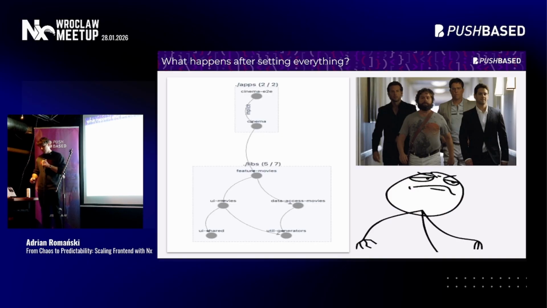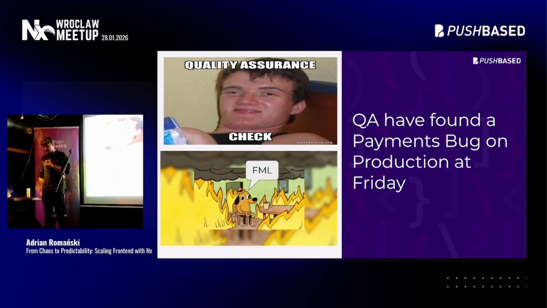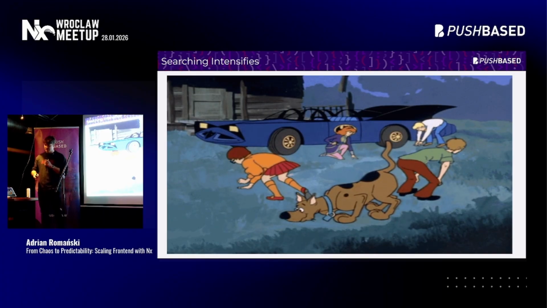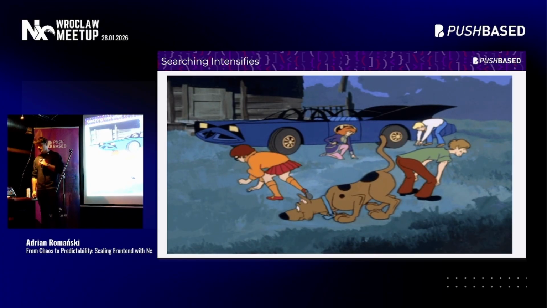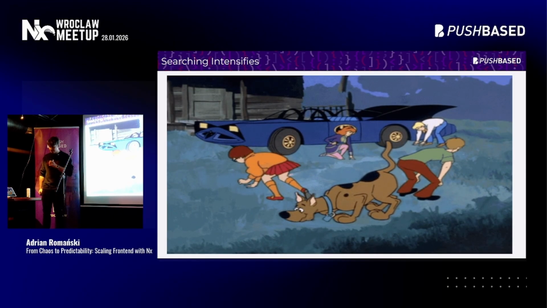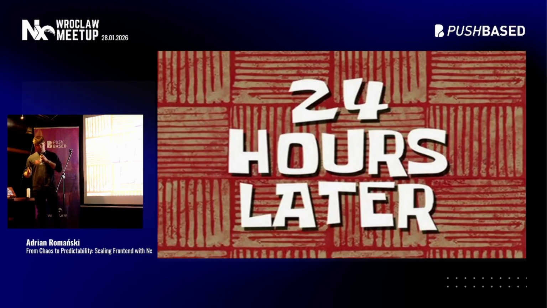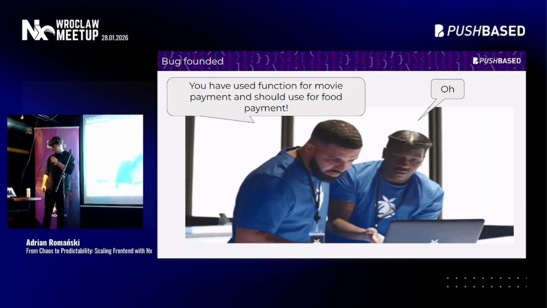Cool. But then some worse error can come. We are at Friday, and QA have found a bug in payments. The people are paying 4 euros instead of 20, so we have to fix the bug. We are gathering developers, QAs, UI UX, even the manager is helping us to find that bug because we are losing money, and someone will lose a job. Later on, 24 hours later, we found the bug.